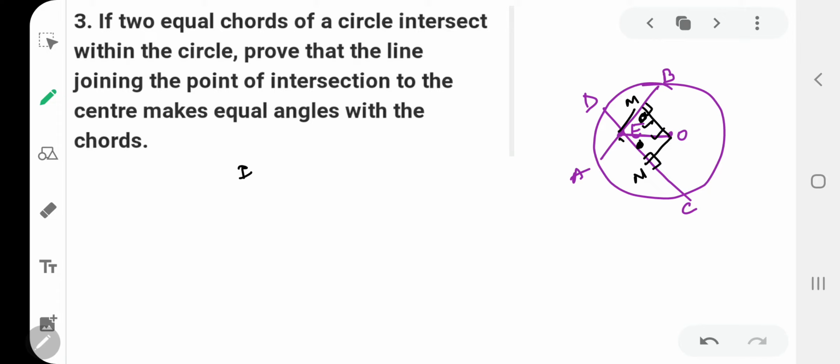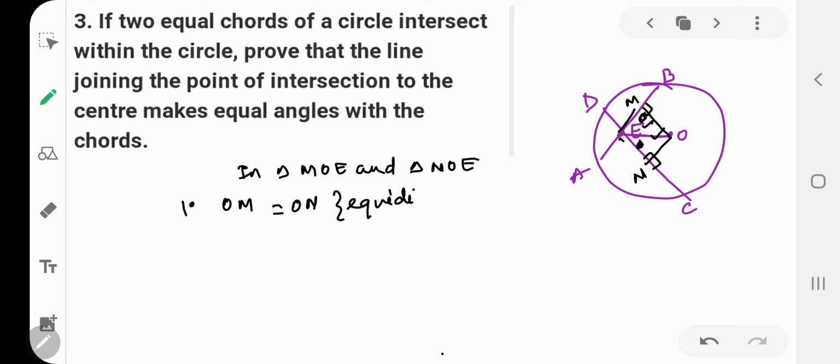That is, you have to go in triangle MOE and triangle NOE. In that, your first reason is OM is equal to ON, because if AB is equal to CD, then they are equidistant from the center. So the distance of the perpendicular drawn from the center to the chords, that is the distance from the center of two equal chords, is always equal. So they are equidistant from the center.